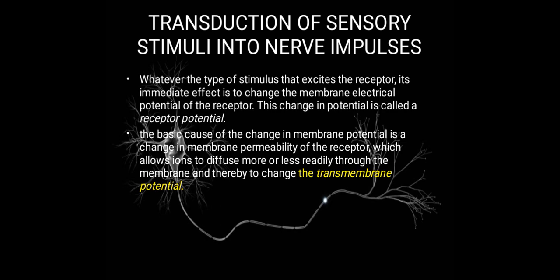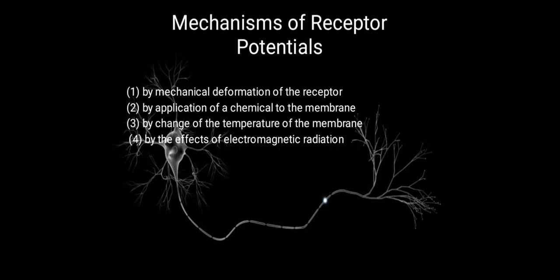Then transduction of sensory stimuli into nerve impulses. Whatever the type of stimulus that excites the receptor, its immediate effect is to change the membrane electrical potential of the receptor. This change in potential is called a receptor potential. The basic cause of change in membrane potential is a change in membrane permeability of the receptor, which allows ions to diffuse more or less readily through the membrane and thereby to change the transmembrane potential.